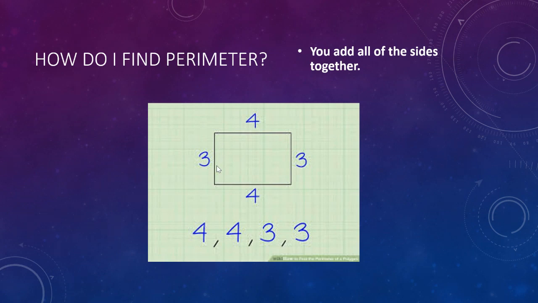Did I do that right? Yes. Oh goodness. Okay, 4 plus 4, 8, plus 3, 11, plus 3, 14. So your perimeter would be 14. Okay.